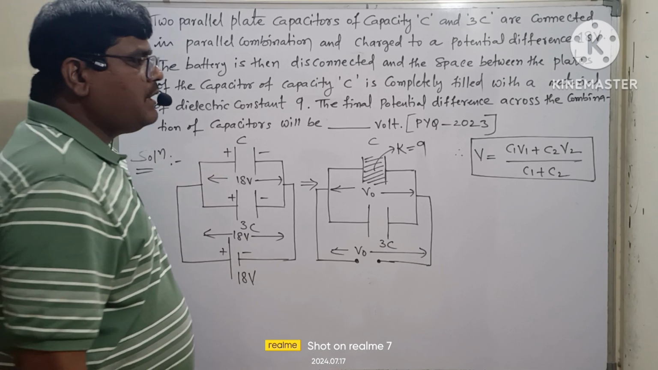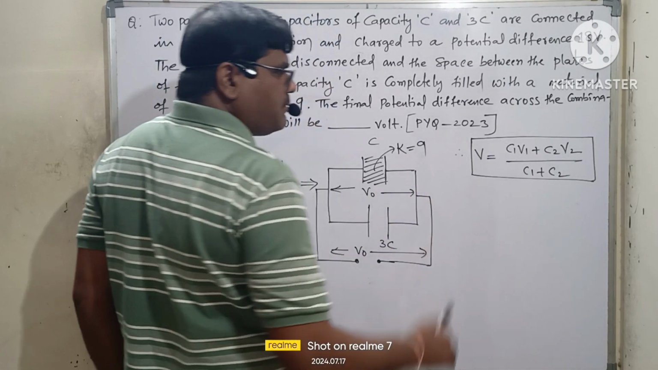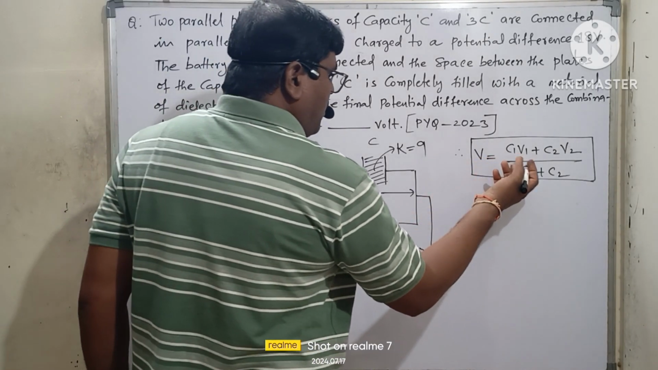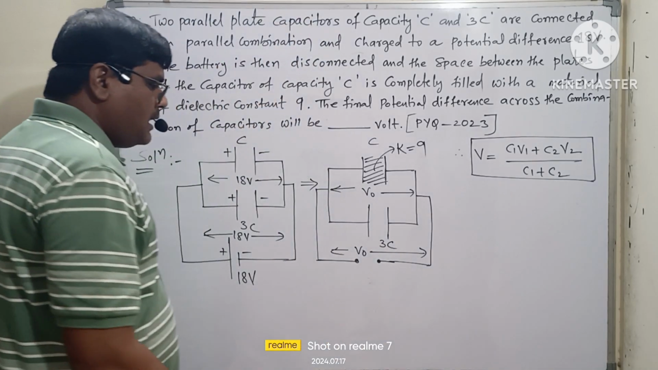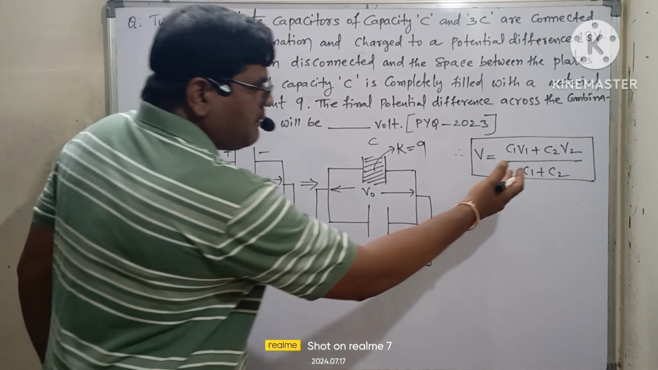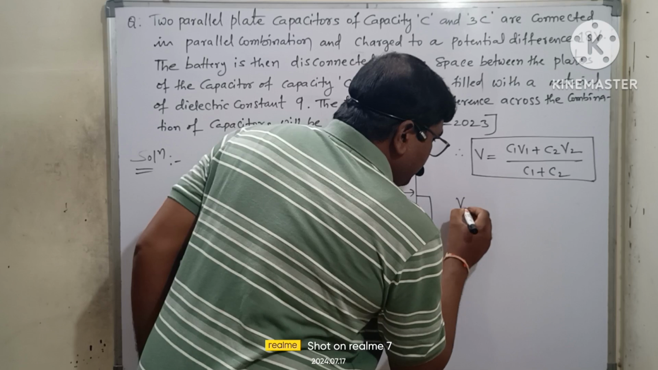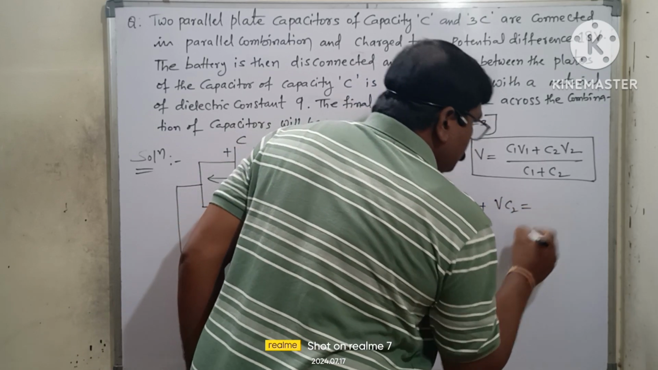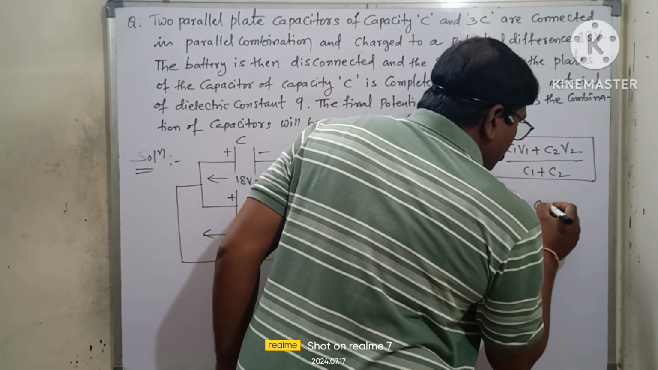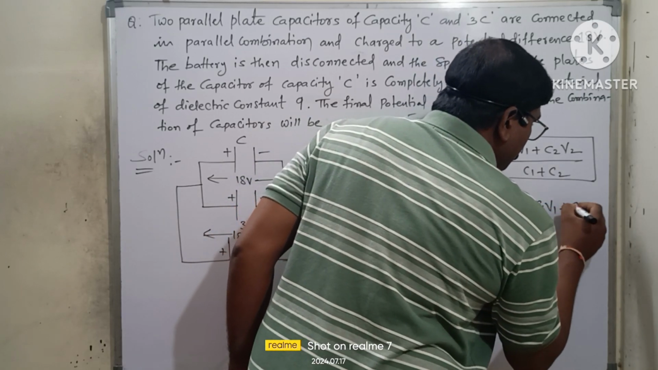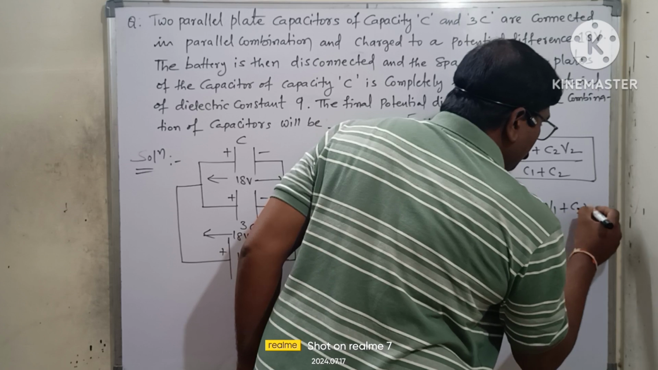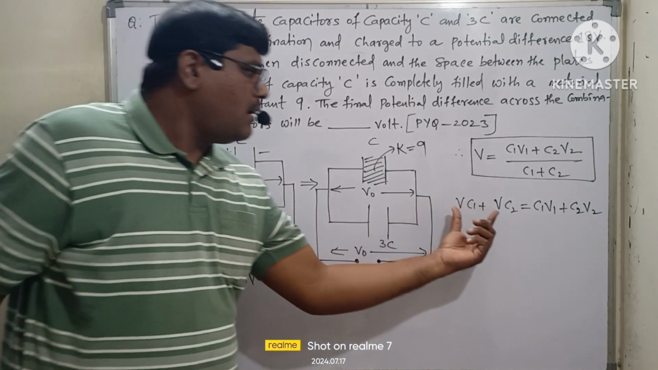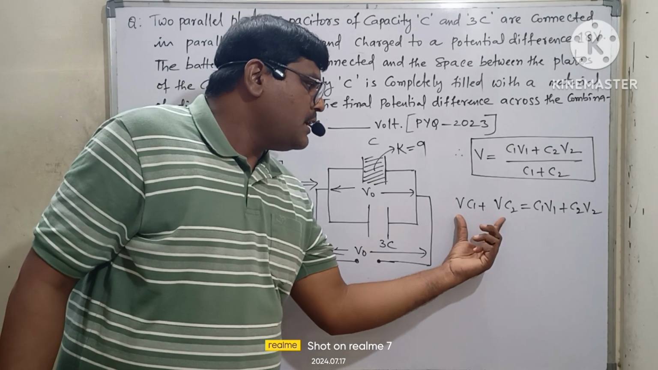Right. Now we have to find the value of V here. Tell me, by cross product, what will we get? V into C1 plus V into C2 is equal to V1 C1 plus V2 C2 we can write. What is the meaning of this?